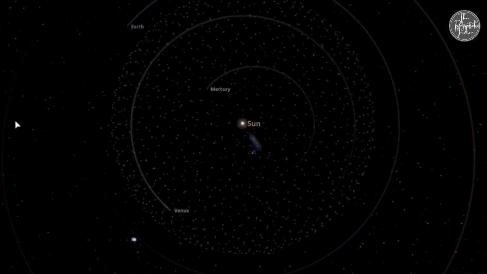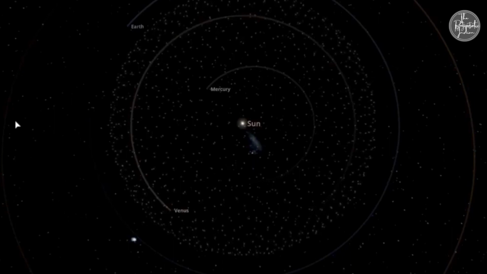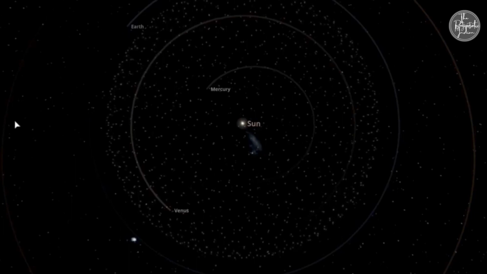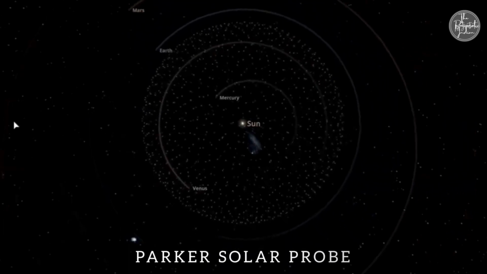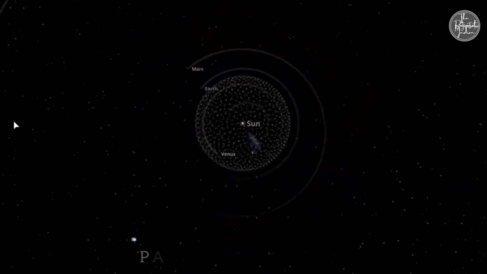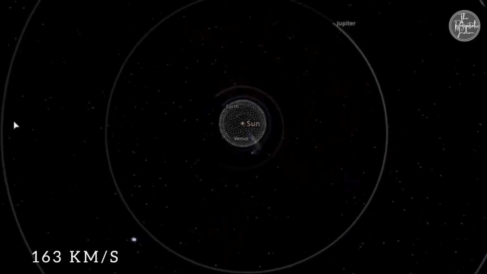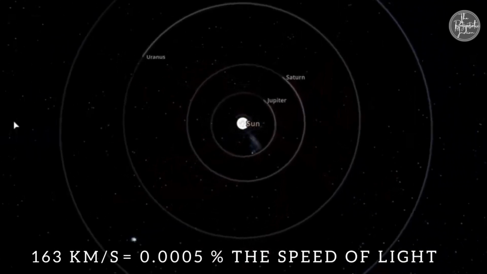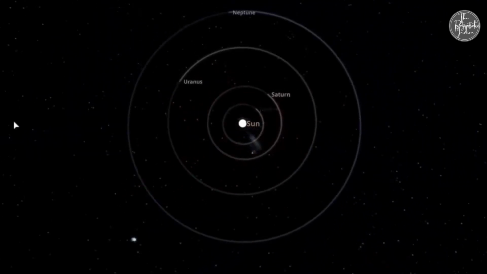If, in the future, we have to make interstellar travel possible, we might have to think beyond the speed of light. But that is quite unimaginable, as the most modern spaceships currently fly at a very low speed comparatively. The fastest spaceship is the Parker Solar Probe, which can travel 163 kilometers per second, which is just 0.0005% the speed of light. Anyways, let's just take a look at the screen and try to understand the sheer scale of the solar system.